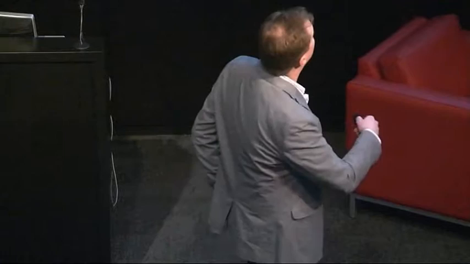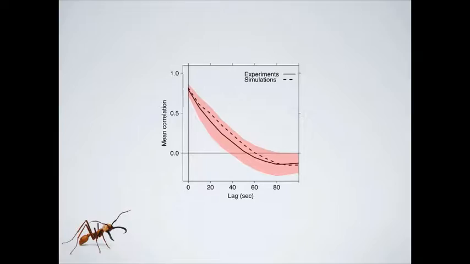Very simple model. We can run the model and compare this to some experiments we've done, and we're very happy. The model is this dotted line. The red thing is the confidence interval of the experiments. Everything's fine. We have a model that describes our system very simply and very accurately. So just two simple rules, you get a bridge.